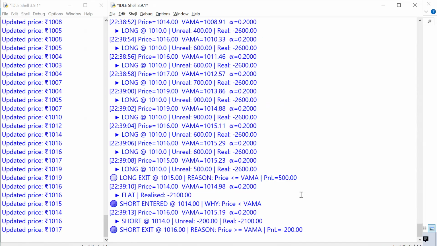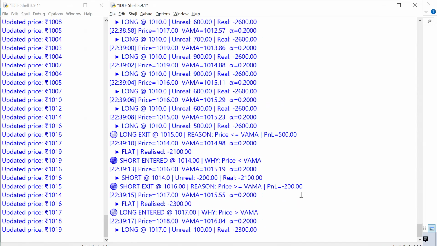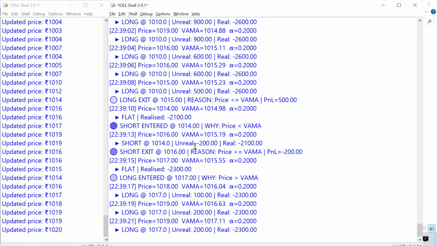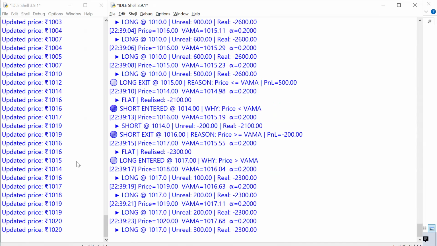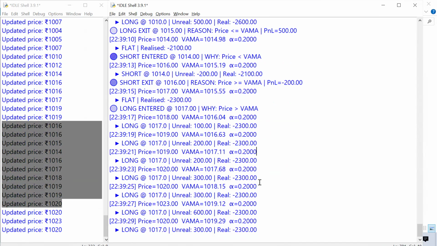We got short entry at 10. Okay, we have a long entry at 1017. It keeps on doing this. Long, short entry, on a continuous basis. We have no control over this. We have only control over our algo.